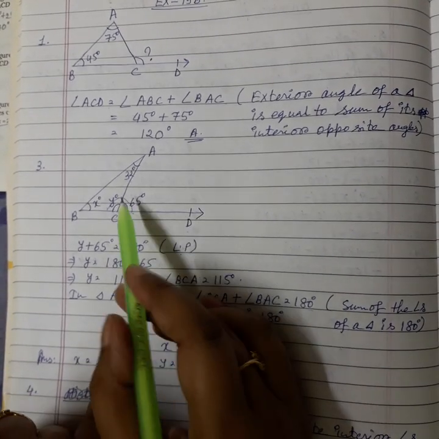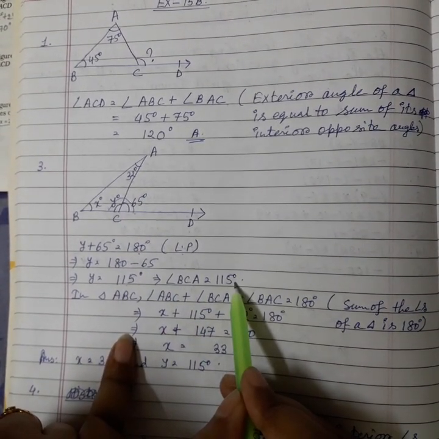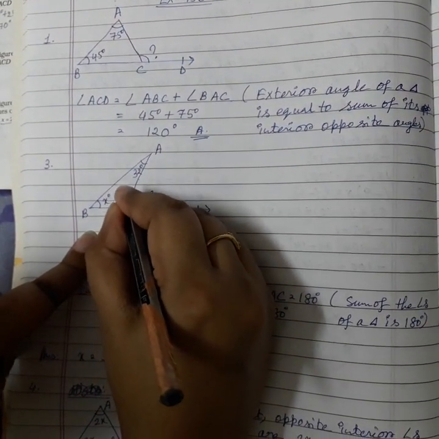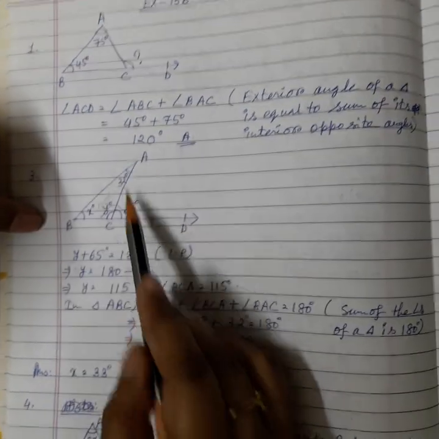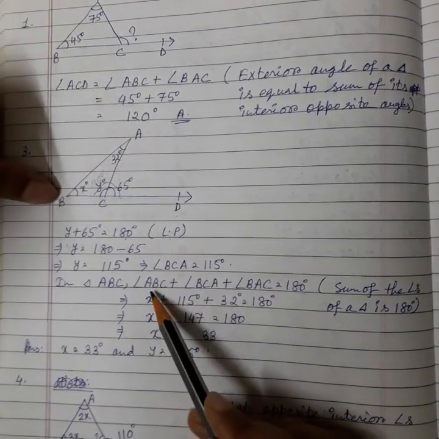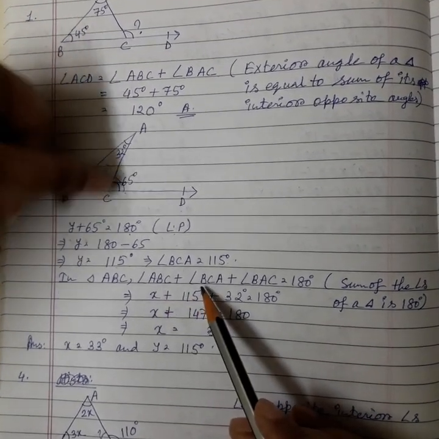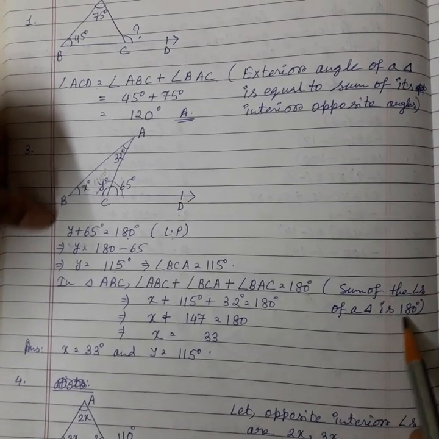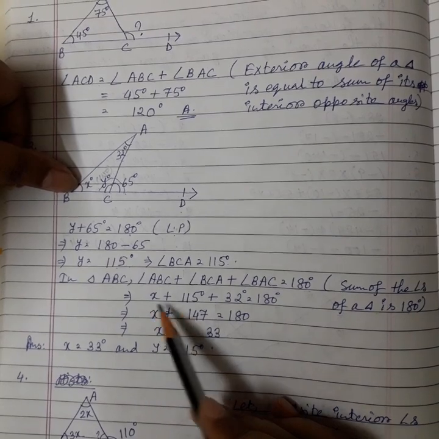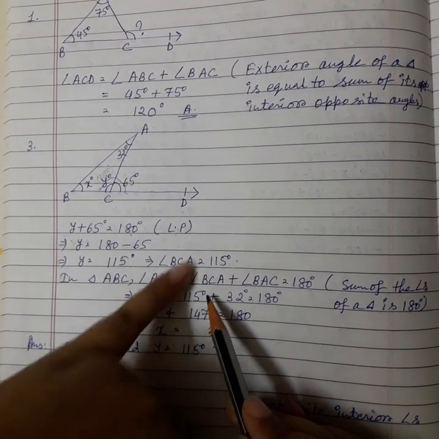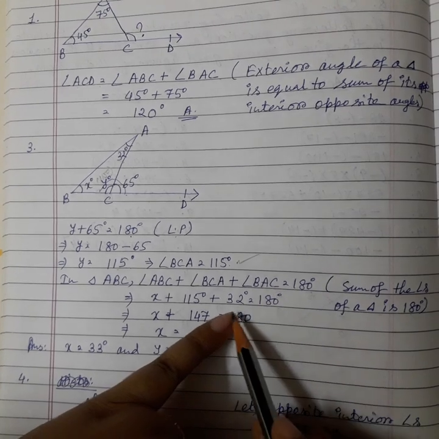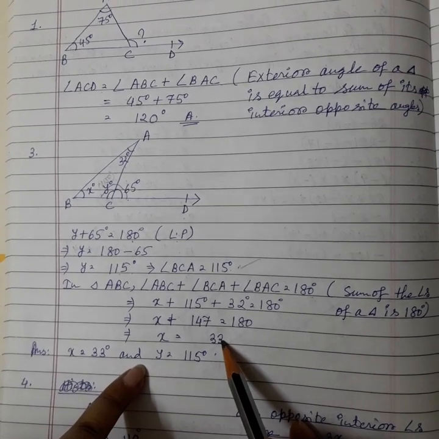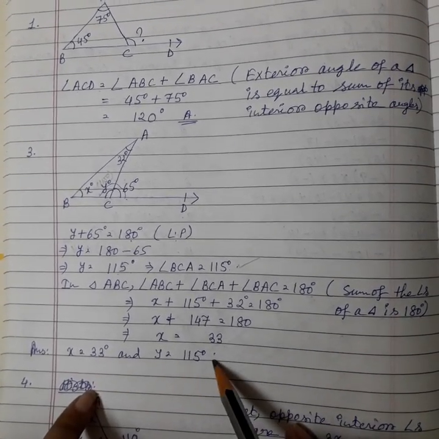That means angle BCA is 115 degree. So angle y we have got 115 degree. Now we can take this triangle ABC. So for the triangle ABC, angle ABC plus angle BCA plus angle BAC equals 180 degree. Sum of the angles of a triangle is 180 degree. So it's coming, ABC means x, BCA means 115 degree we have got, and BAC means 32 degree, equals 180 degree. So after doing the calculation, it's coming x equals 33 degree. So x equals 33 and y equals 115 degree.